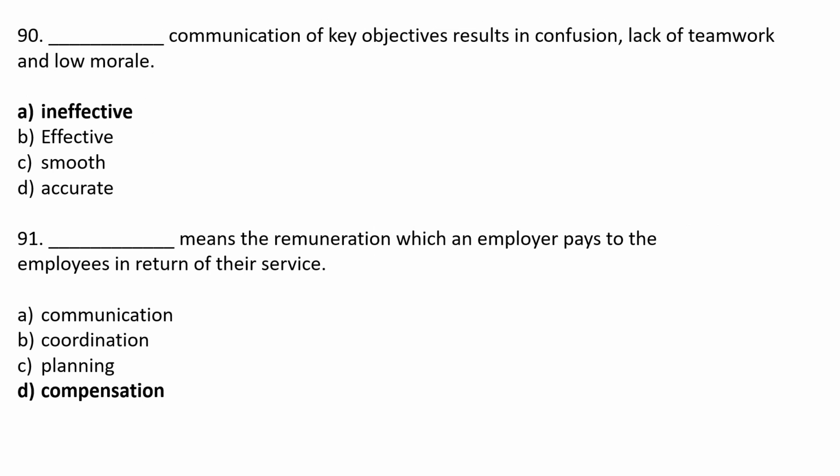Dash communication of a key objective results in confusion, lack of teamwork, and low morale. Option E, ineffective communication of a key objective results in confusion, lack of teamwork, and low morale.